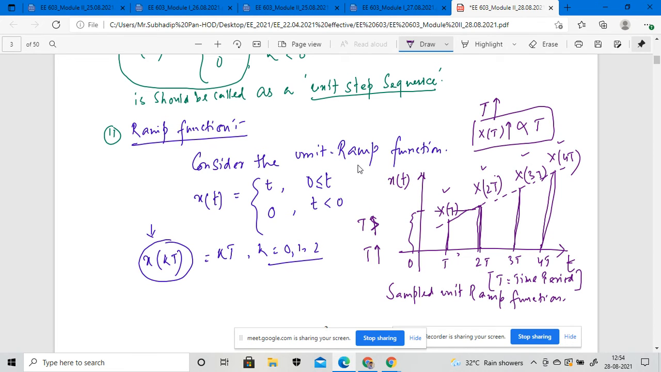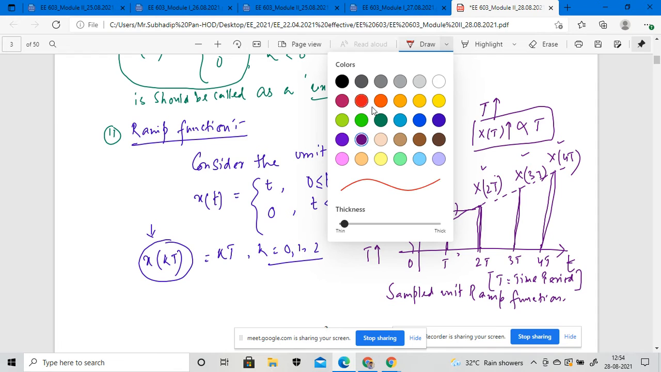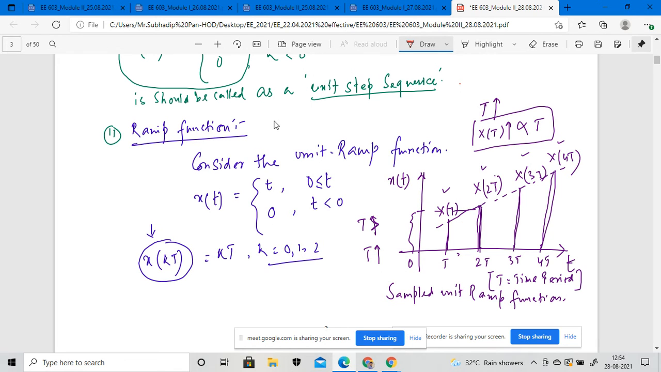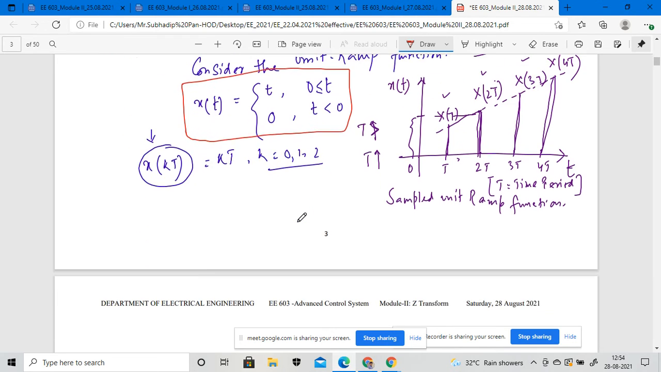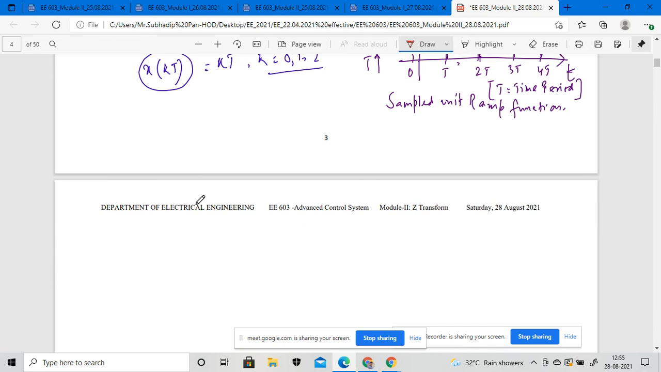So the Z transformation of a unit ramp function. Suppose I am considering this function, and I am finding the Z transformation of this particular ramp function. So what will be the Z transformation of the unit ramp function? That should be written. So how could I rewrite these things?